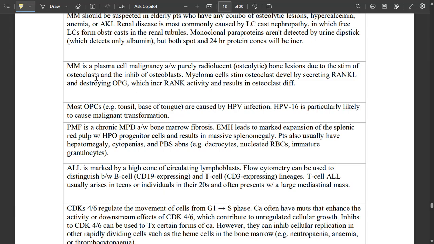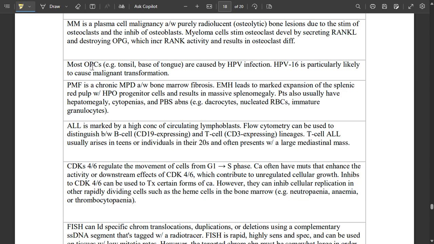All right, makes sense. Multiple myeloma is a plasma cell malignancy with pure radiolucent bone lesions due to stimulation of osteoclasts and inhibition of osteoblasts. Stimulation of osteoclasts results in lucent lesions, while inhibition of osteoblasts also occurs. Myeloma cells secrete RANK ligand and destroy osteoprotegerin, which stimulates more osteoclastic activity and results in osteoclastic differentiation. So the RANK ligand binds the RANK receptor, and thus its activity is increased.